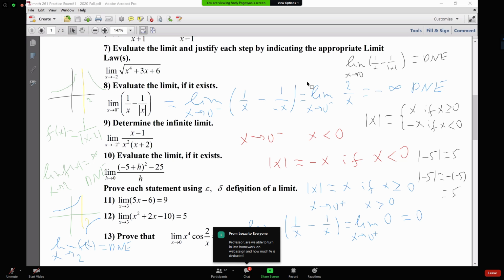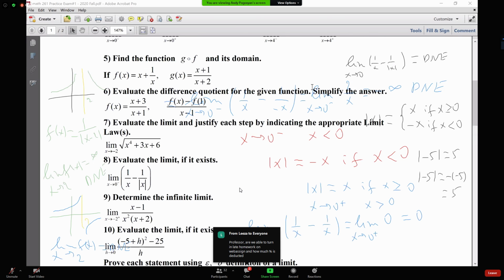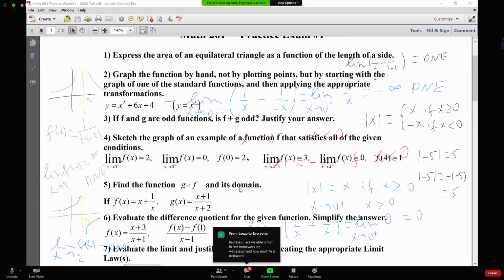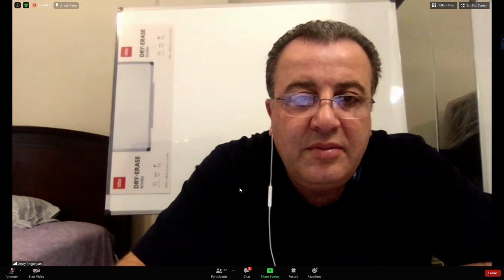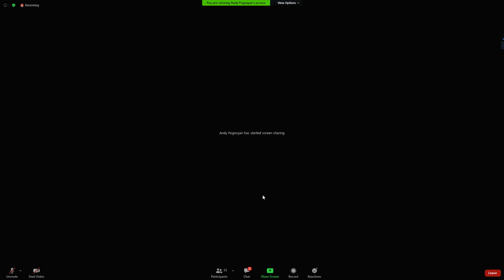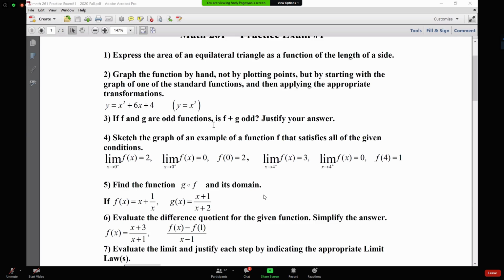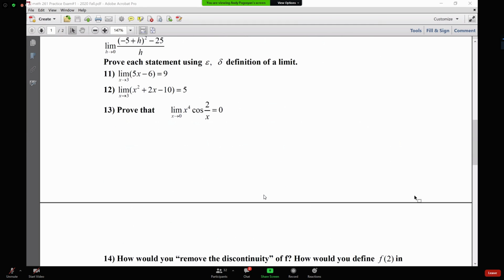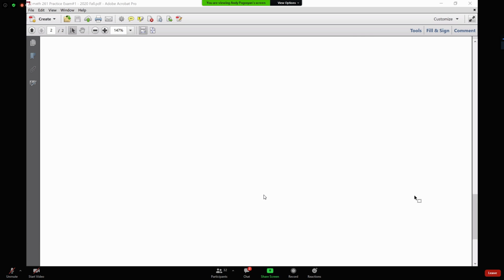Can you go over number 3? F plus g is odd. Okay, f and g are odd functions. F plus g is odd. Justify your answer. Okay, so f and g being odd means f of negative x is negative f of x, and g of negative x is negative g of x.